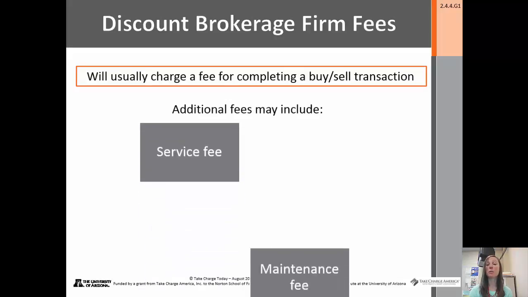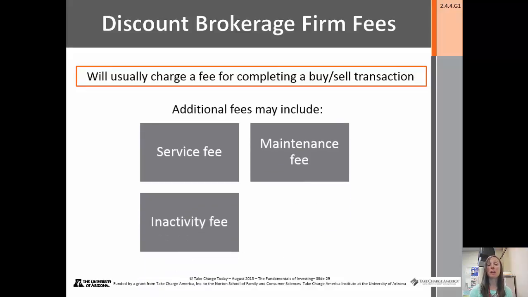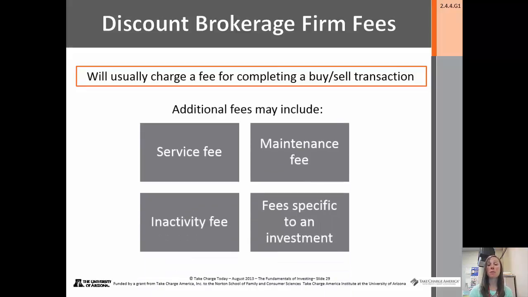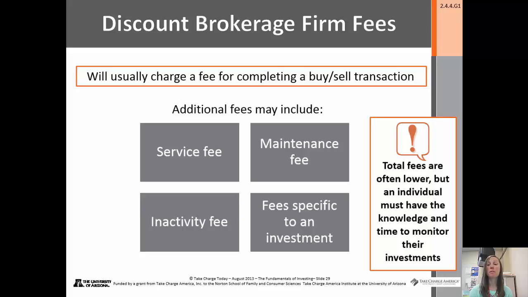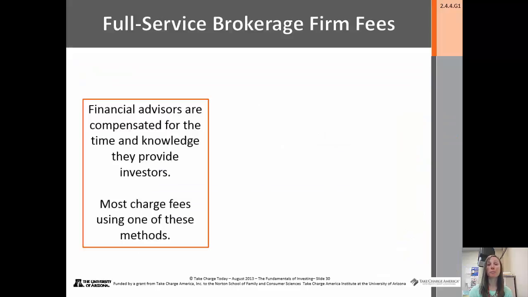The fees can include a service fee, a maintenance fee, an activity fee, and fees specific to an investment. So your best bet will be just to check out all your fees before you go through a discount brokerage firm. Total fees are often lower, but an individual must have some knowledge and some time to monitor your investments. So nobody's going to be saying, hey, you should sell this or you should go into here. You're going to be doing that on your own.